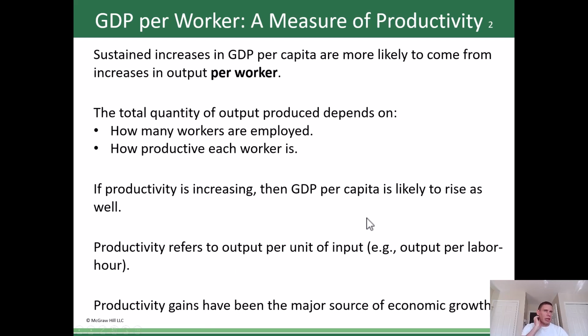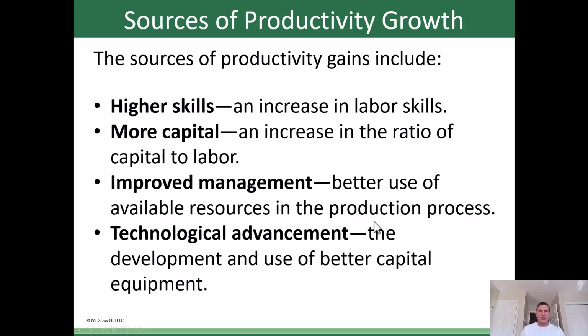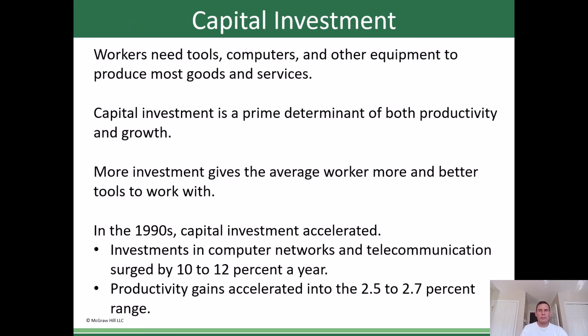So really what has helped in the Western world, obviously the labor force has grown, but also we've been able to be much more productive with the labor we have. So the sources of productivity gains include higher skills, an increase in labor skills; more capital, an increase in the ratio of capital to labor; improved management, better use of available resources in the production process; and technological advancements. The development and use of better capital equipment. Certainly that's been a big thing since the Industrial Revolution.